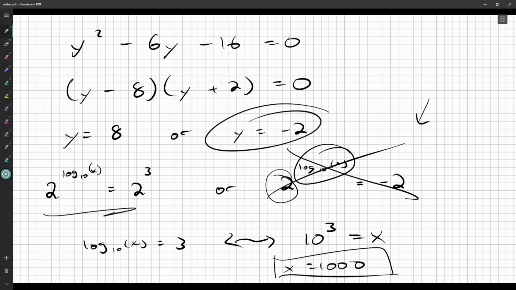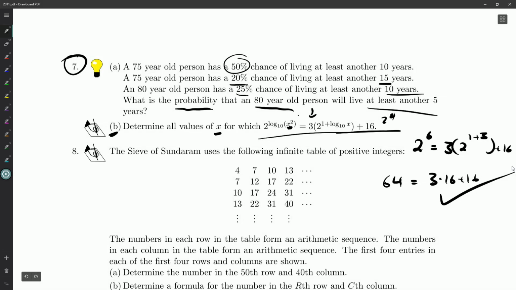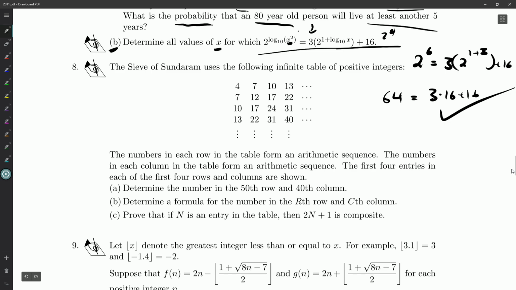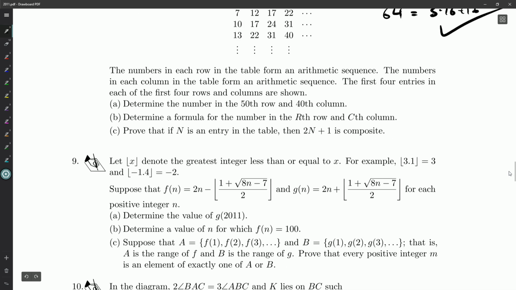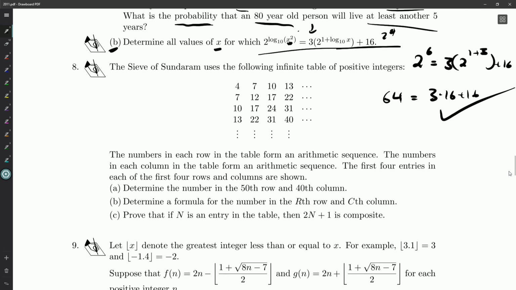Okay, but there we go. That wraps up question number 7 quite nicely. Up next, question number 8, and we begin the big 3 at the end. I'll see you for question 8 next time.